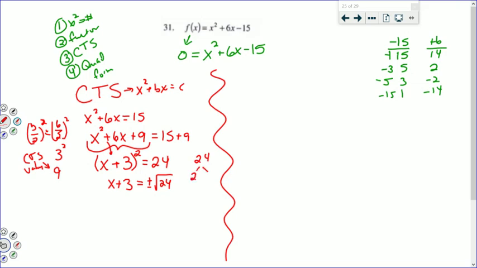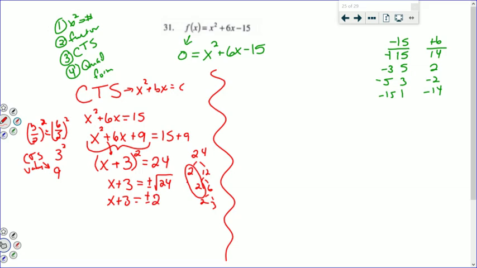So 24 factors to 2 and 12, which then factors to 2 and 6, which then factors to 2 and 3. Okay? So we need teams of 2 to escape our radical. So here are 2 2's, but these other two guys do not have enough friends to escape the radical prison. So we get x plus 3 equals plus or minus 2 from these guys.